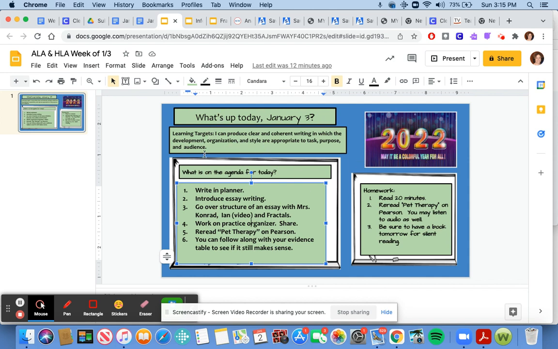Well, first of all, if you look at our learning target, it says I can produce clear and coherent writing in which the development, organization, and style are appropriate to task, purpose, and audience. Blah, blah, blah. That means we are going to write a clear essay, and that's what we're working on.